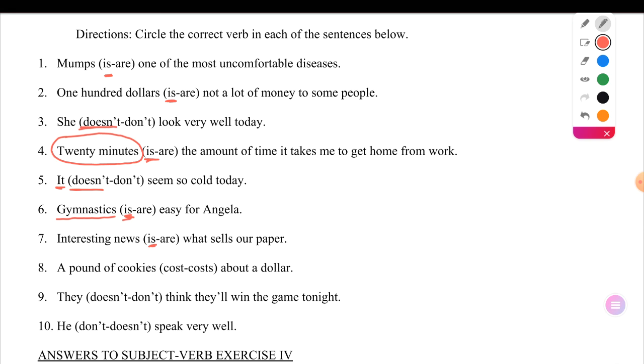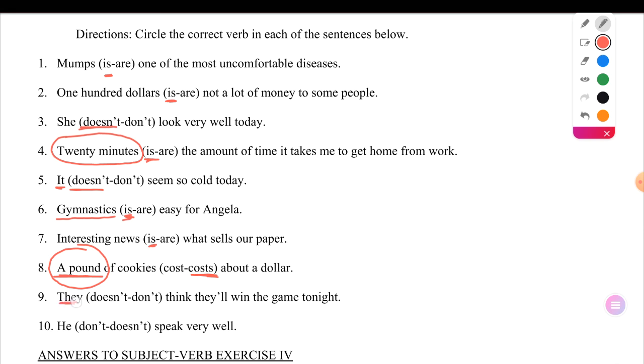A pound of cookies costs about $1. Number 8. Should we use the verb with cookies or with a pound? No, we are dealing with a pound of cookies, an amount. So it will be costs, singular. It's not a matter of cookies being plural; I'm speaking about one unit, which is a pound.